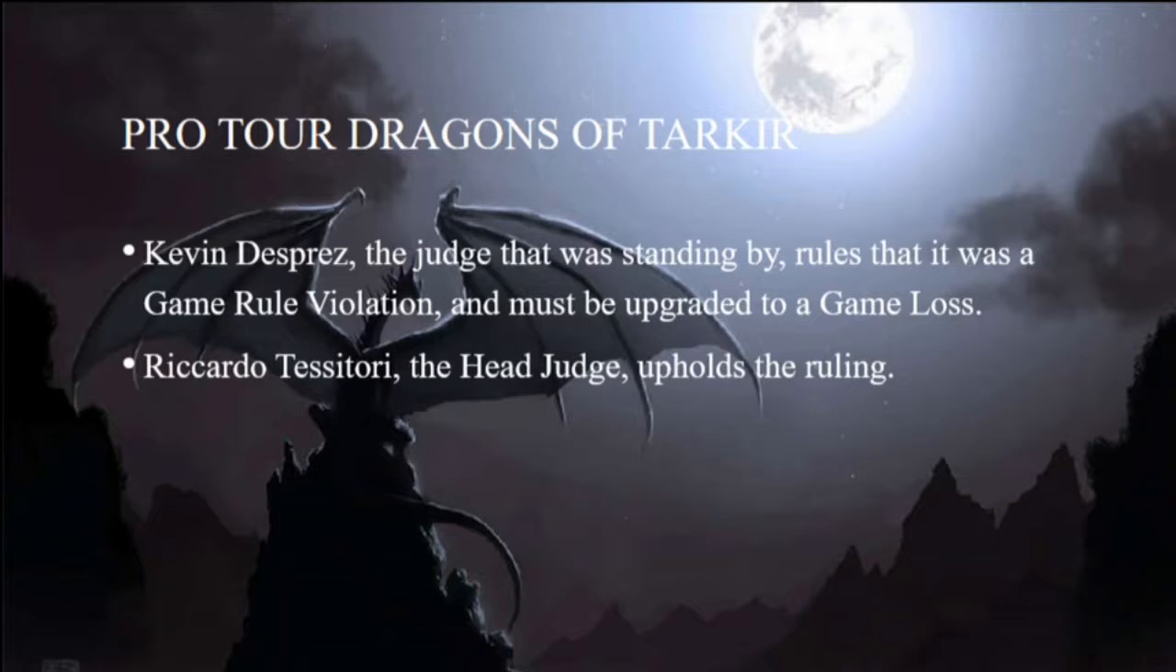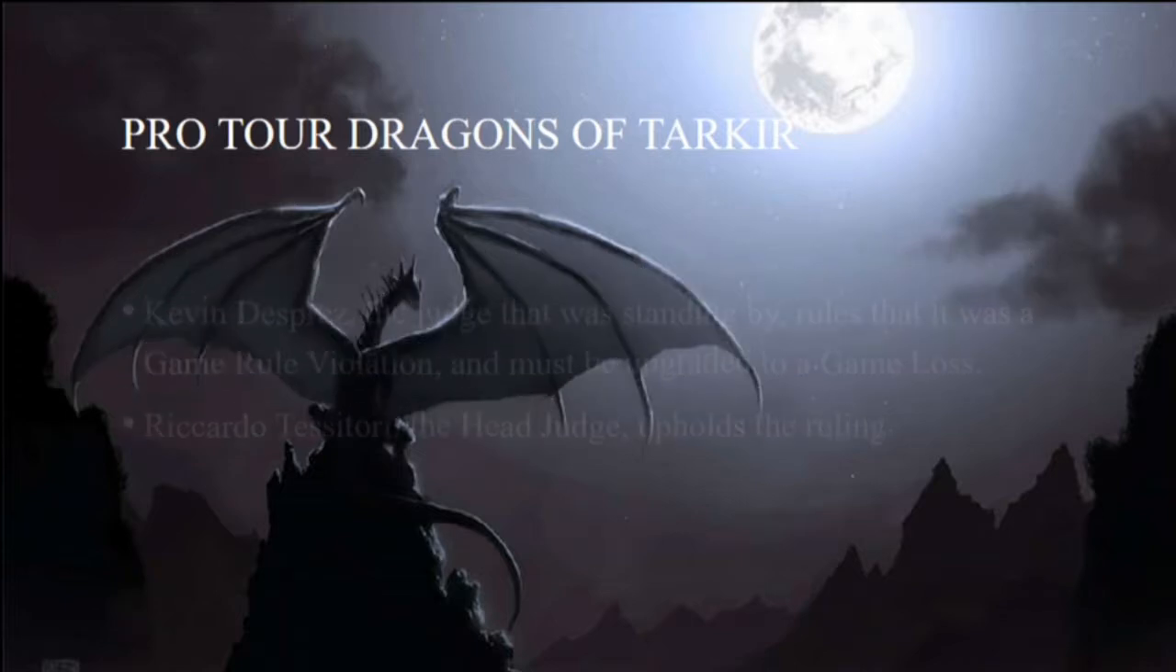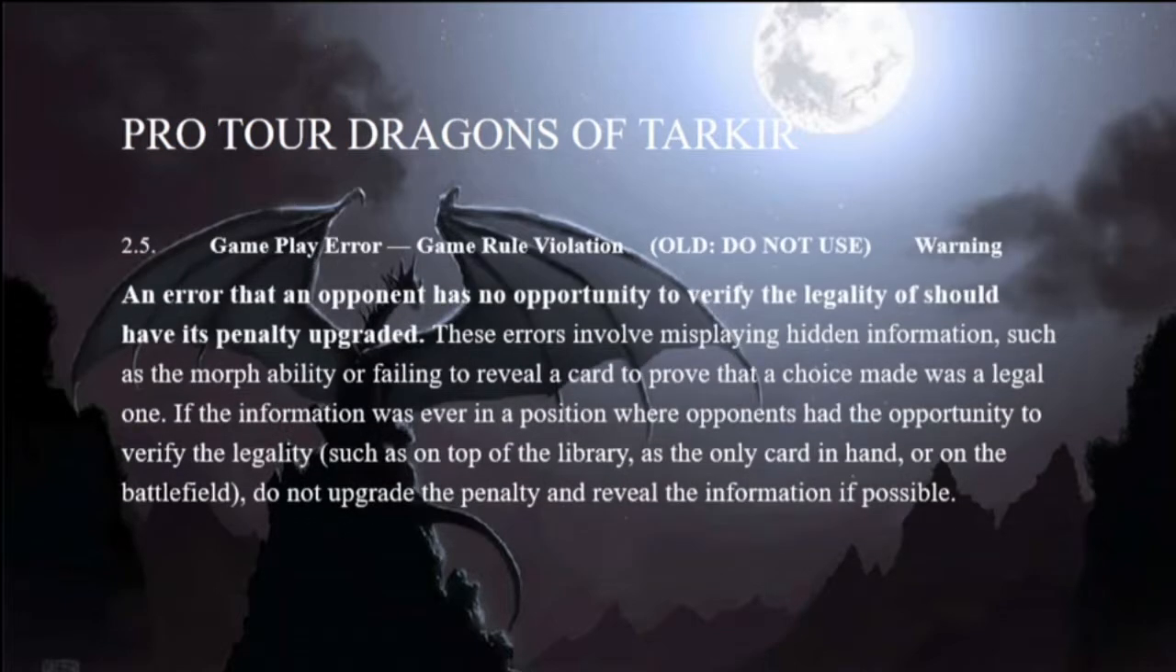Real quick poll, how many of you guys think that that was the correct ruling? How many of you guys think it was an incorrect ruling? How many of you guys think that we probably need to go back to the IPG at that time to really answer that question? Yep, and I actually have it up here. Game rule violation, this was the old one. Please do not use this at any event that you run. But the bolded area says an error that an opponent has no opportunity to verify the legality of should have its penalty upgraded. He failed to reveal. It hits this clause. He is given a game loss.